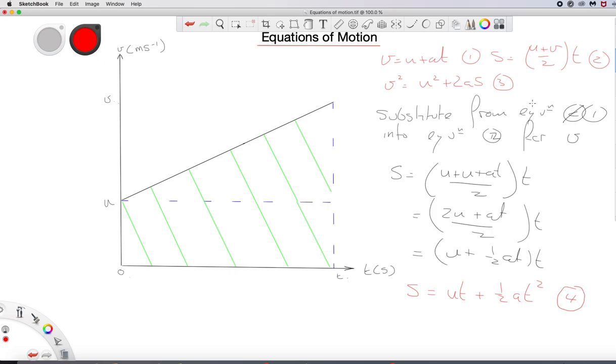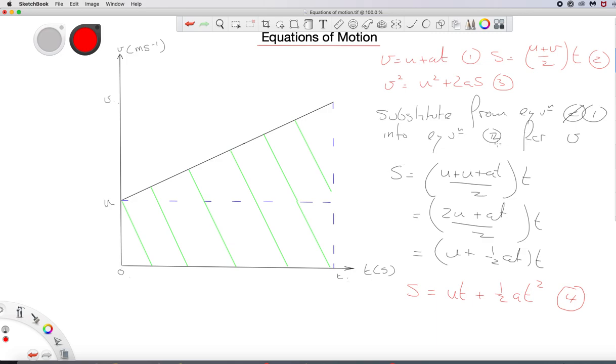So we have 4 equations of motion: v, u, a, and t; s, u, v, and t; v, u, a, and s; s, u, a, and t. So we have combinations of variables in our equations which allow us to work out the missing one. Sometimes we'll use them in succession, and sometimes we can get our answer from just one equation. And with the equations of motion questions, there's often more than one way of going about it.